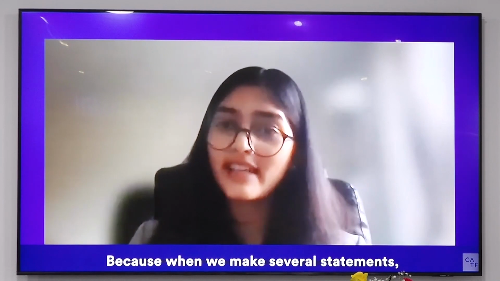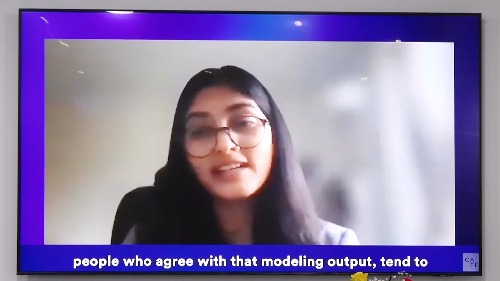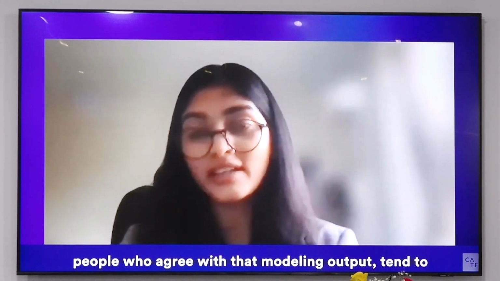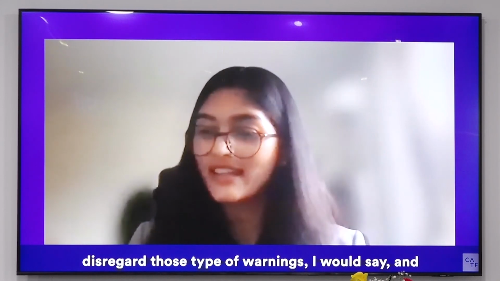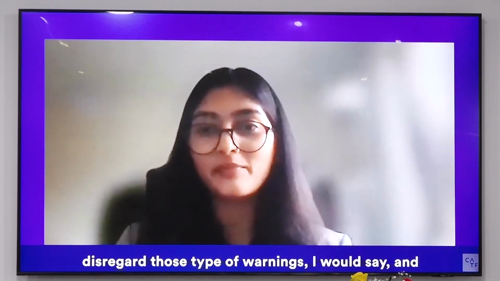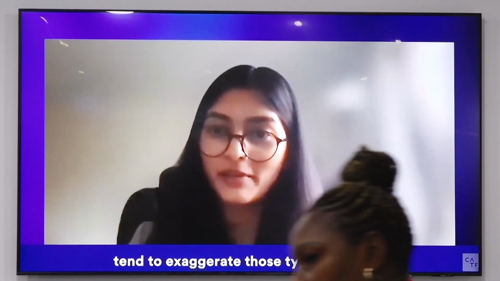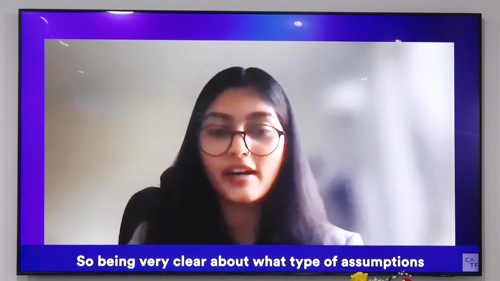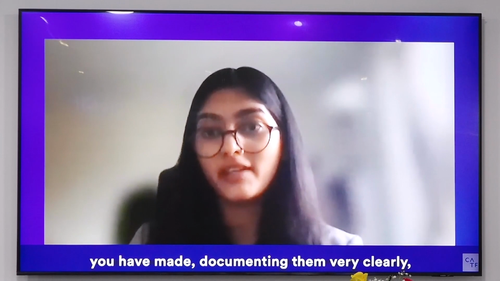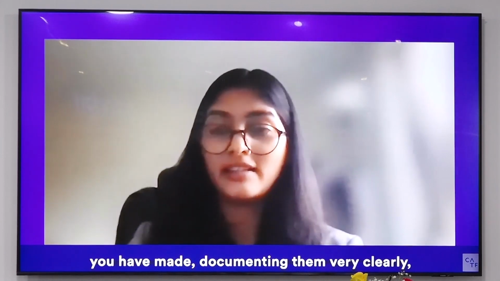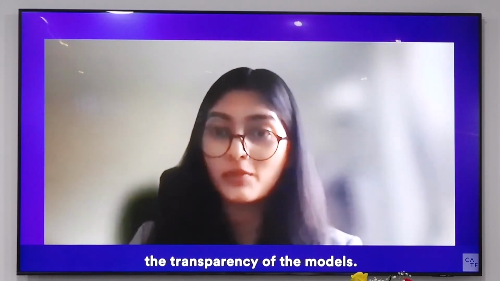Because when we make statements like, be careful about these modeling assumptions, people who agree with the modeling output tend to disregard those types of warnings, I would say. And people who disagree with the modeling output tend to exaggerate those types of caveats. So being very clear about what type of assumptions you have made, and documenting them very clearly, I would say is the first step in improving the transparency of the models.